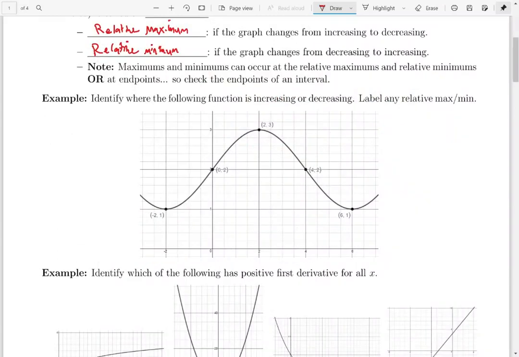So now we want to look at the function. We want to identify where the function is increasing or decreasing, and then we're going to label any relative maxes or mins. Now, when identifying where a function is increasing or decreasing, it is okay for us to write this in interval notation. And so I'm going to write the interval notation in addition to marking it.